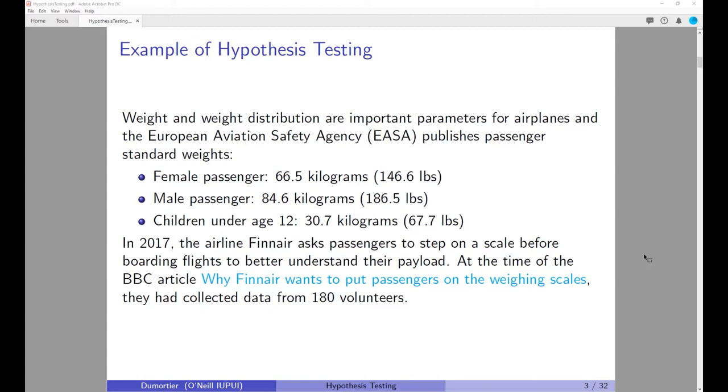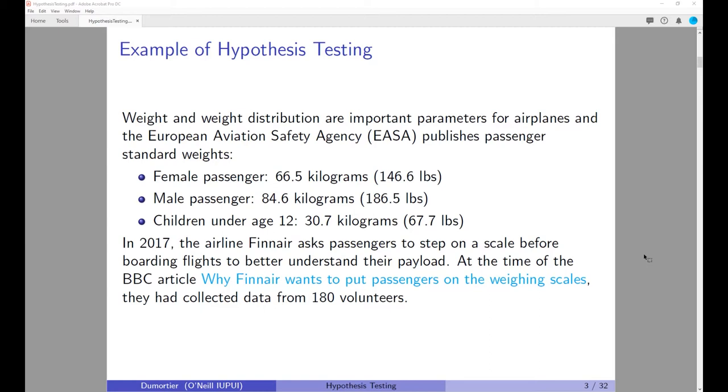In Europe, there is the European Aviation Safety Agency, which publishes standard passenger weights. A female passenger is assumed to weigh 146.6 pounds, a male passenger is assumed to weigh 186.5 pounds, and a child under the age of 12 is assumed to weigh 67.7 pounds.